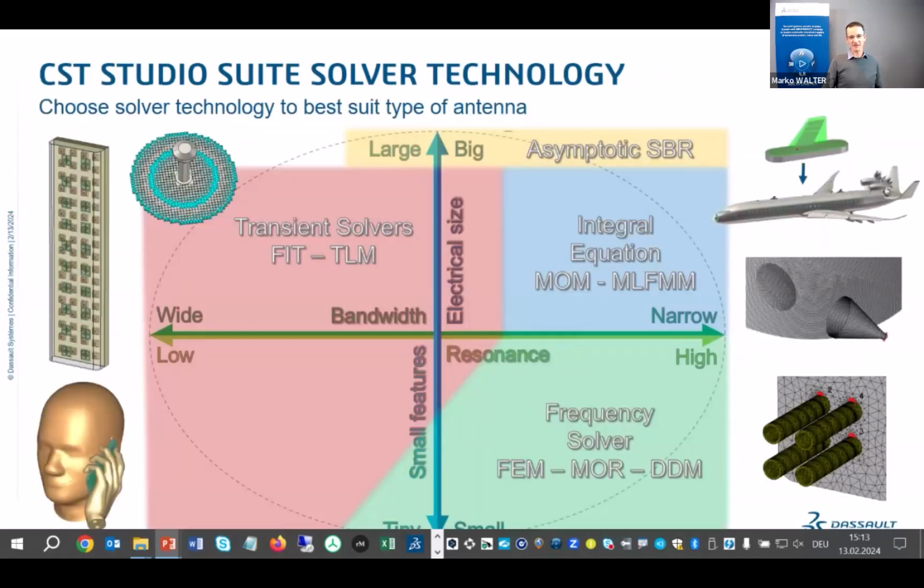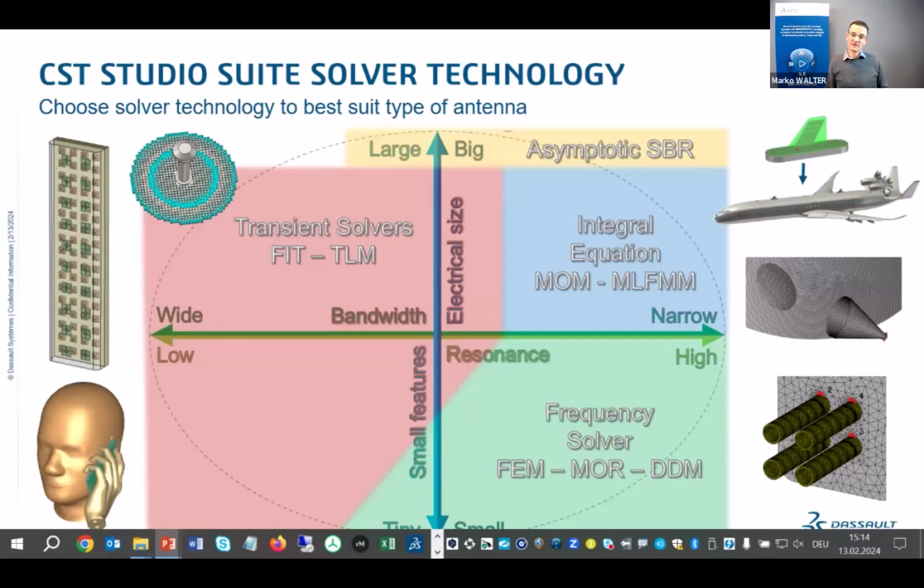Now, this is a graphic that we've used for quite a few years. Let's call it an old slide, but it's still valid on the whole. We can divide the application areas for which we're designing antennas into environments by size. On the vertical axis, we have small devices or small features, or very large devices, or large antennas themselves, or something large that you want to put an antenna on. So electrical size and feature size on the vertical axis, bandwidth and resonant behavior on the horizontal axis. So from wideband, non-resonant to the left, to highly resonant or narrow band, maybe multi-band on the right.